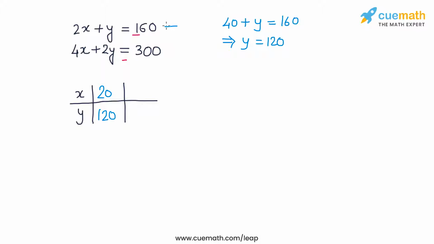And this is for the first equation that I'm doing right now. Now let me take another value of x. So let's take x equal to 60. And what do I get for x equal to 60? So I get 2x or 120 plus y equal to 160. This means that y is equal to 40. So corresponding to x equal to 60, y is equal to 40. So two solutions for the first equation are 20, 120 and 60, 40. Using these two solutions, let's first plot the line corresponding to the first equation.